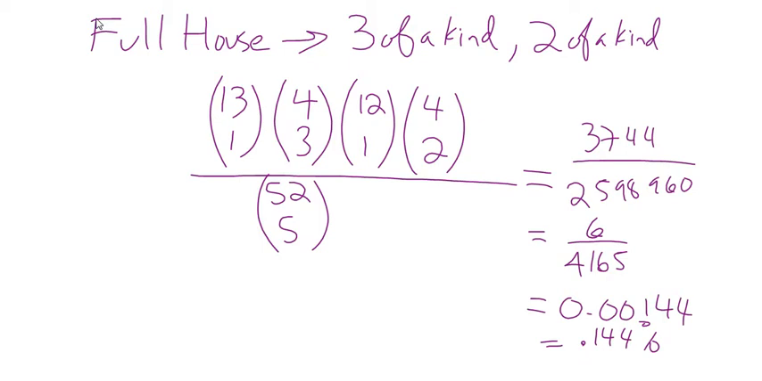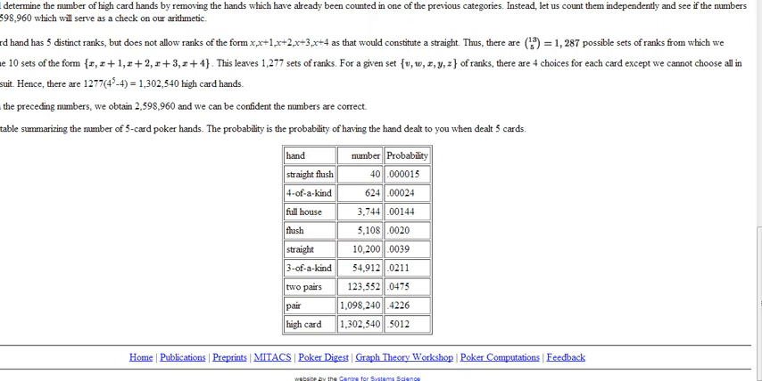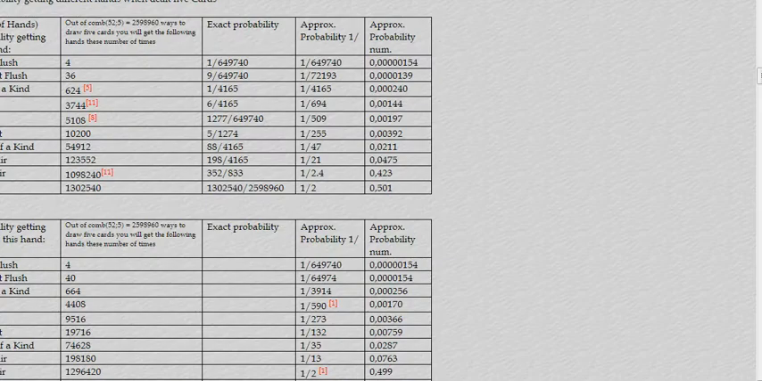Okay, so full house. 3 of a kind, 2 of a kind. There are 3,744 of them out of 2,598,960, which is 6 out of 4165, reduced, or 0.144%. So full house, there are 3,744 of them. 0.00144 as the probability. Reducing to 6 out of 4165. They're giving an approximate probability here.